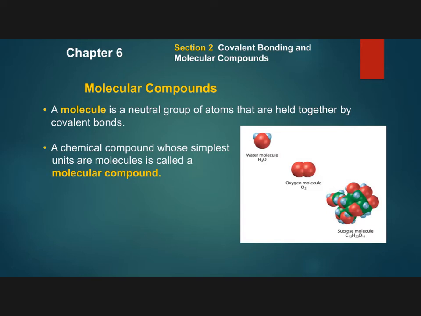So you see in this diagram here, you have a water molecule, an oxygen molecule, and a sucrose molecule. And they are in their simplest form. And you can see where all the different atoms are combined and in what order.